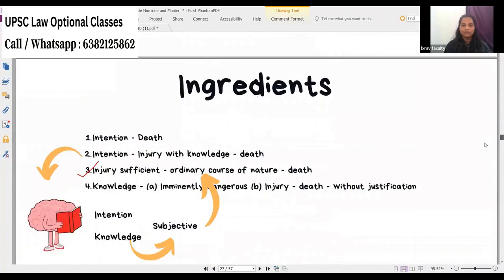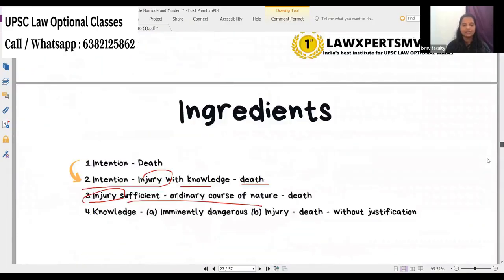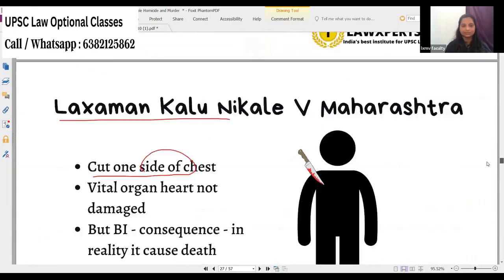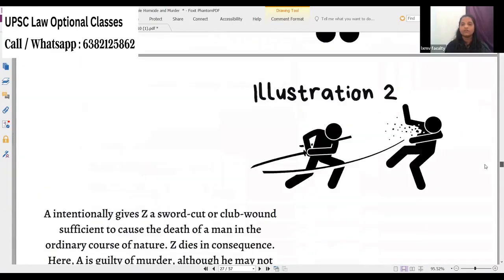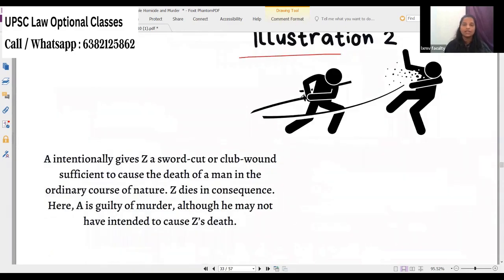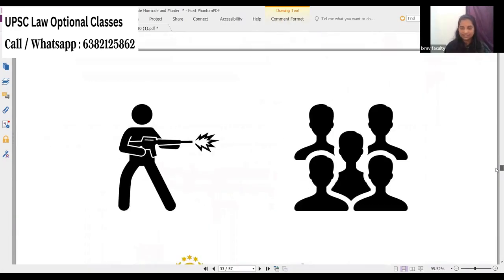So we have come to the fourth clause. First, we have another illustration for this third clause. You have a sword and you give a lot of wounds to your opponent. The opponent is not playing around. You take a sword and give a number of wounds to the victim in such a way that in the ordinary course, he is going to die. Then you fall under clause 3. Please, after the class, do read all these illustrations.